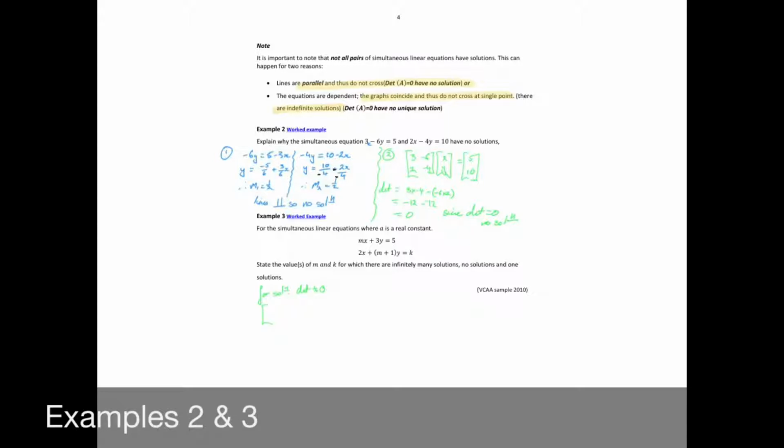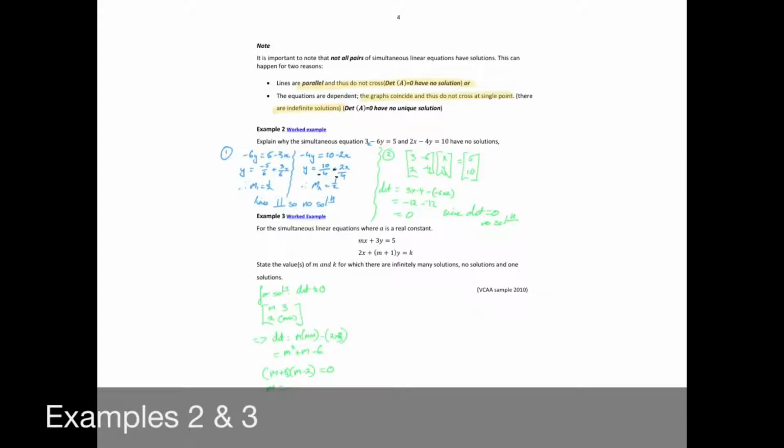Looking down at example 3, do exactly the same thing. We might set up a matrix equation because I think it's a bit easier. So m, 3, 2, m plus 1 in the matrix, and those are the values that we'd use for our determinant. So m times m plus 1 minus 3 times 2, that's my determinant formula, would give me m squared plus m minus 6. And if that's equal to 0, we know we have a problem. So if I factorise that, I get m plus 3, m minus 2.